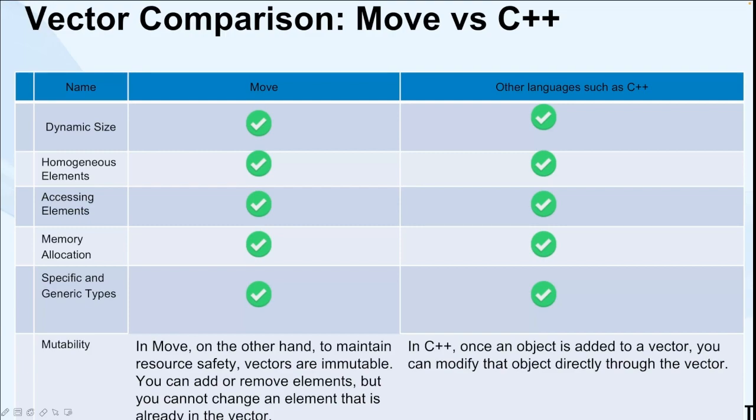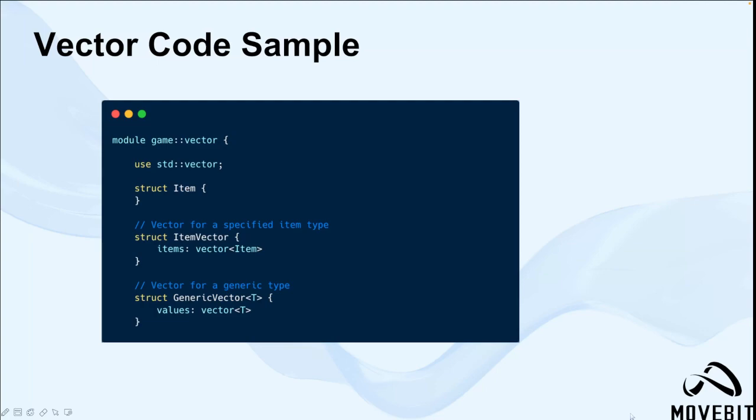And for the mutability, this is where Move separates from C++. In C++, once an object is added to a vector, you can still modify that object directly through the vector. However, in Move, vectors are immutable. You can add or remove elements, but you cannot change an element that is already in the vector. Overall, while vectors in Move and C++ share many similarities, the differences mainly stem from Move's design as a language for safe and predictable programming on the blockchain.